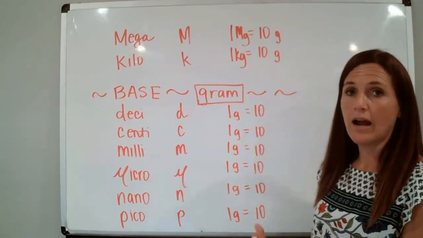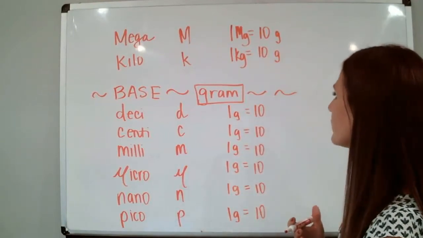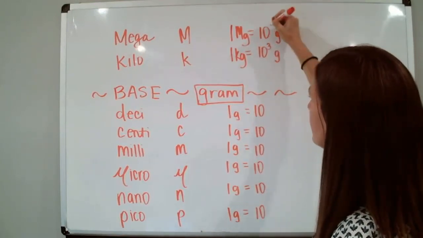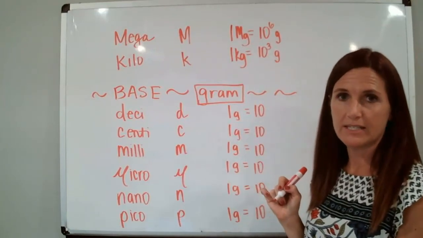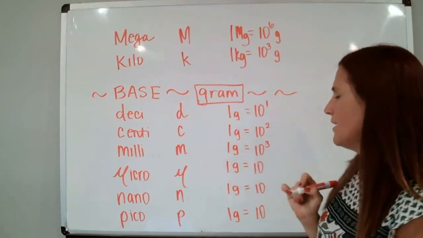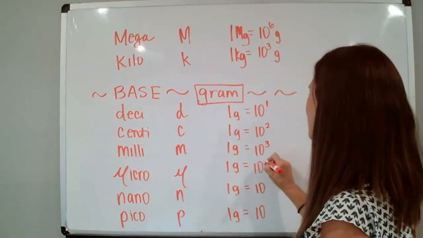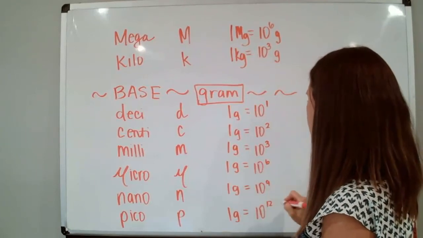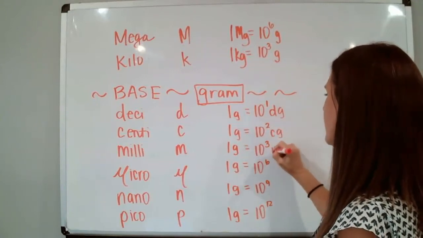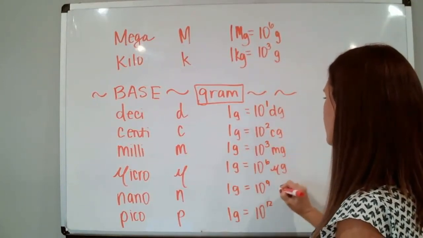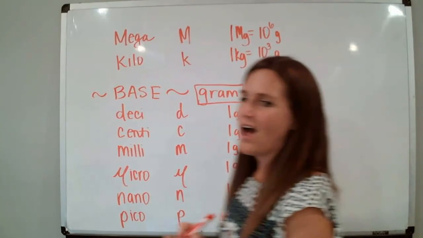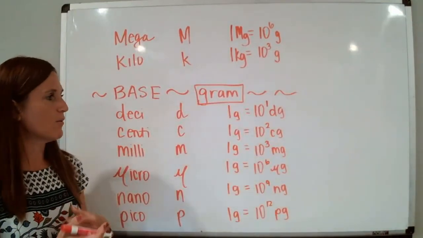Now we fill in our exponents. So remember our pattern, right? So this is 3, 6 up top, right? We just count by threes. And when we go down, we go 1, 2, 3, and then count by threes, 3, 6, 9, 12. And then all of these get the symbol decigram, centigram, milligram, microgram, nanogram, picogram. They all get the symbol of the prefix that was with them.